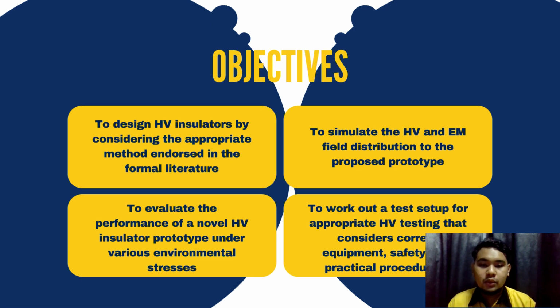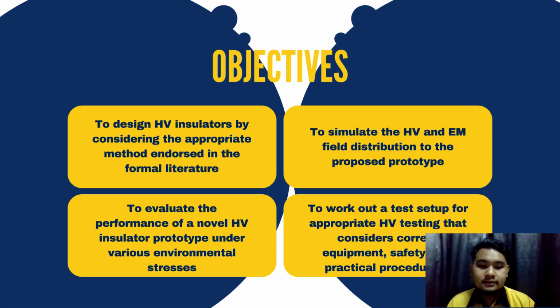The objective for our project is first to design a HV insulator by considering the appropriate method endorsed in the formal literature. Next is to simulate the HV and electromagnetic field distribution to the proposed prototype. The next is to evaluate the performance of HV insulator prototype under various environmental stress. And lastly, to work out a test set up for appropriate HV testing that consider correct equipment, safety, and practical procedure.